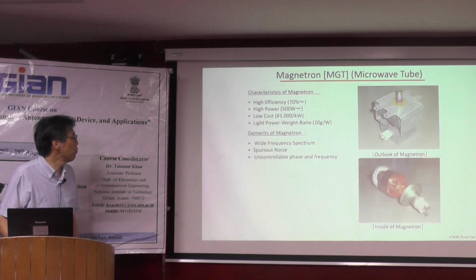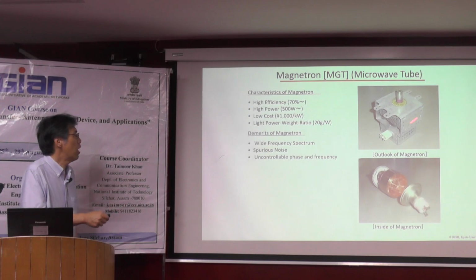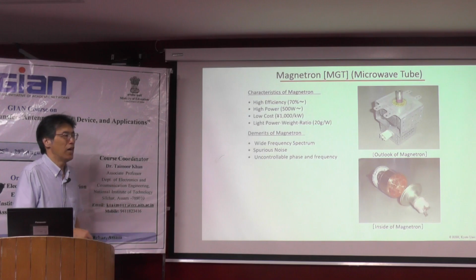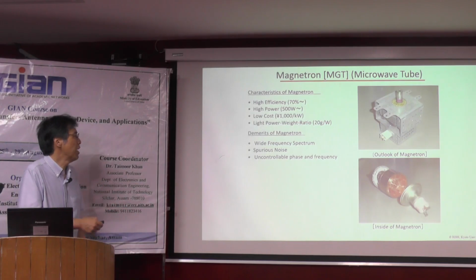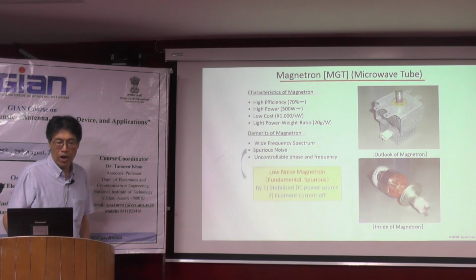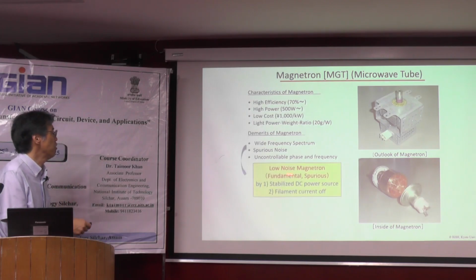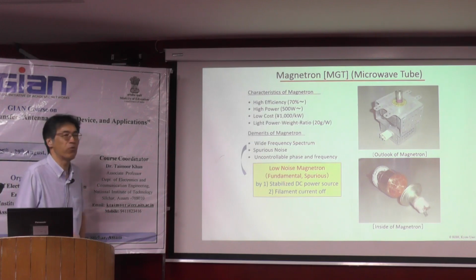Additionally, the wave from the magnetron is not clean. This microwave from the magnetron has a wide frequency spectrum and is a little bit noisy. So now the magnetron is applied only in microwave heating in your home. But these merits are very excellent, we think. So we considered how to reduce the noise and how to control the beam phase and frequency.